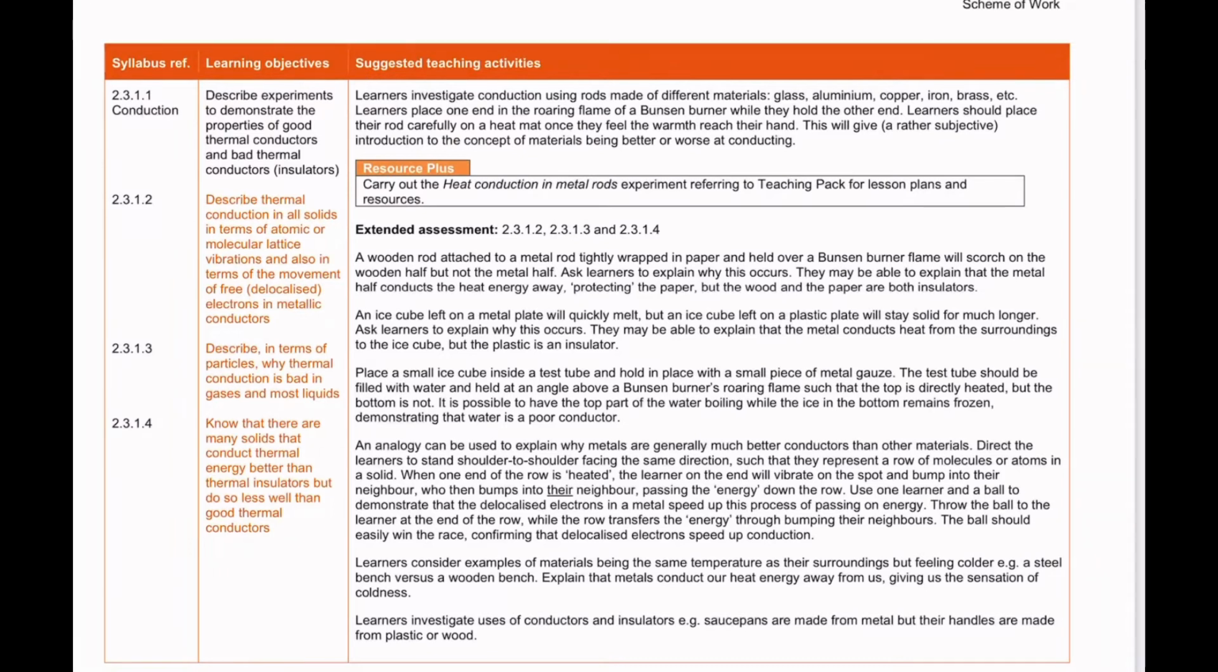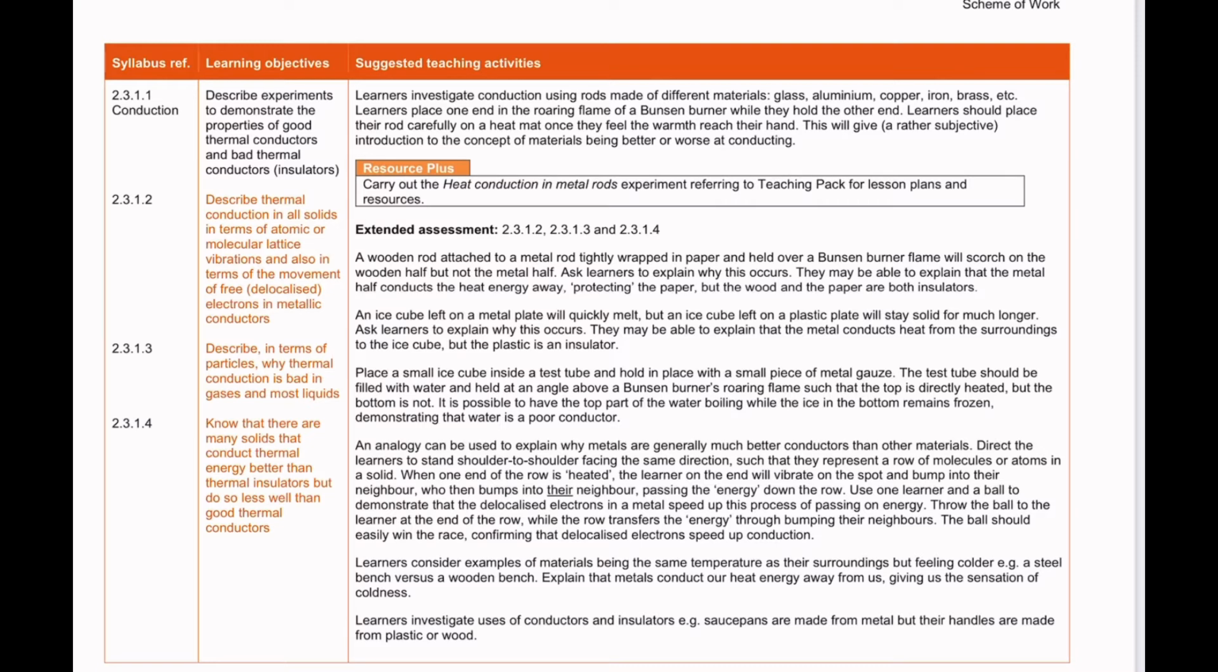2.3.1.1 Key concept: Conduction. Learning objectives. Describe experiments to demonstrate the properties of good thermal conductors and bad thermal conductors, which are also known as insulators. Describe thermal conduction in all solids in terms of atomic or molecular lattice vibrations, and also in terms of movements of free, delocalized electrons in metallic conductors.